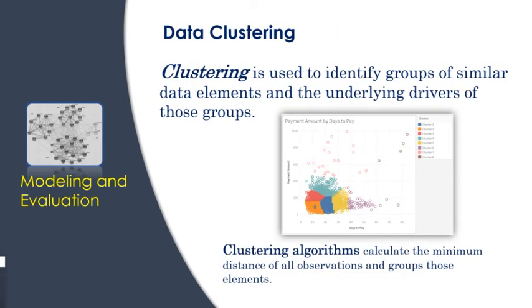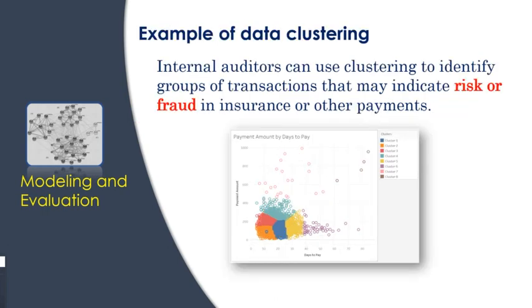And data clustering is used to identify groups of similar data elements and the underlying drivers of those groups. Clustering algorithms usually calculate the minimum distance of all observations and group those elements together. So we can see that there is a cluster over here. An example of clustering is to identify groups of transactions that may indicate risk or fraud in insurance or other payments.